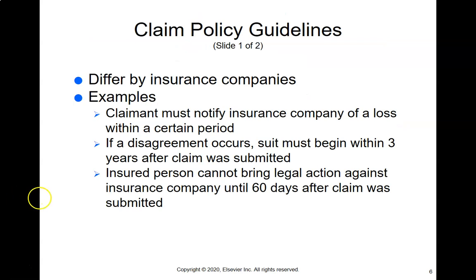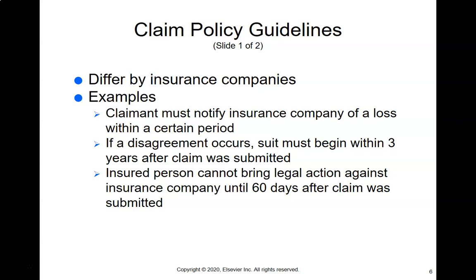The Claim Policy Guidelines. The policy guidelines differ by insurance companies. With the development of proficient skills and experience in following up on claims, an insurance biller can become a valuable asset to his or her employer and bring in revenue that might otherwise be lost to the business.